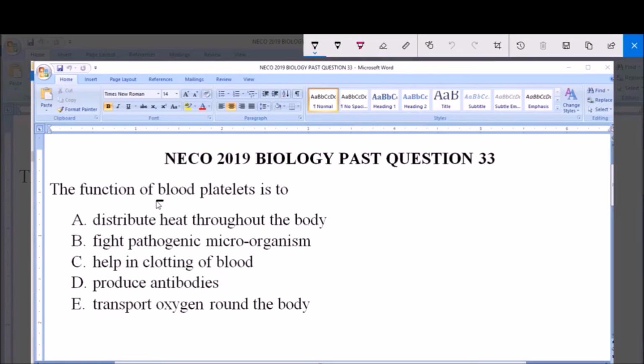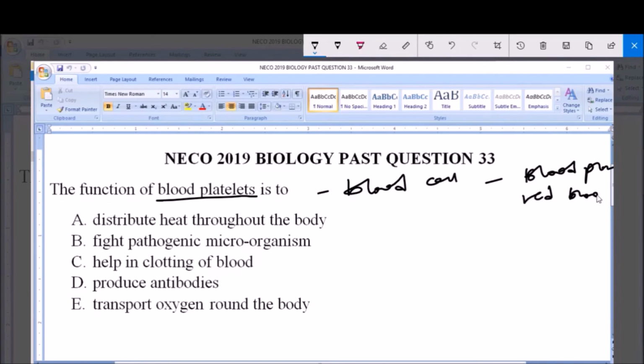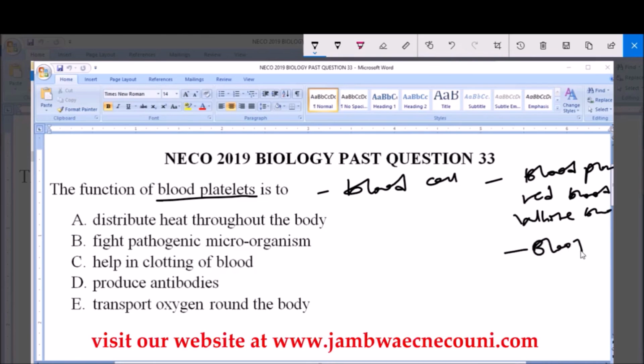Now, the blood platelets is part of the blood cells. Remember, we have 3 blood cells. We have the blood platelets, the red blood cell, and the white blood cell. Then we also have the liquid component of the blood, which is the blood plasma. So these are the composition of the blood.